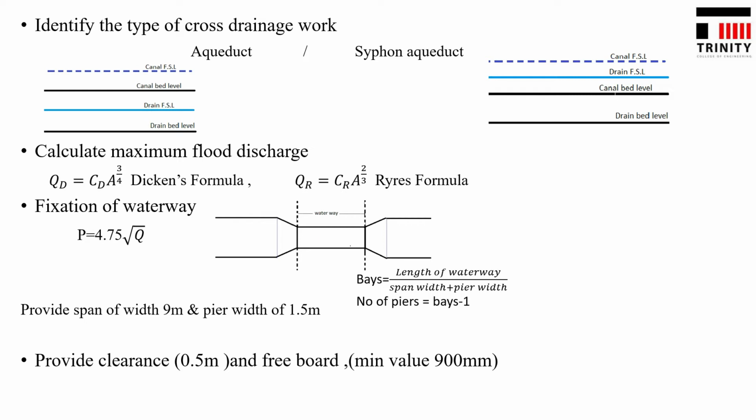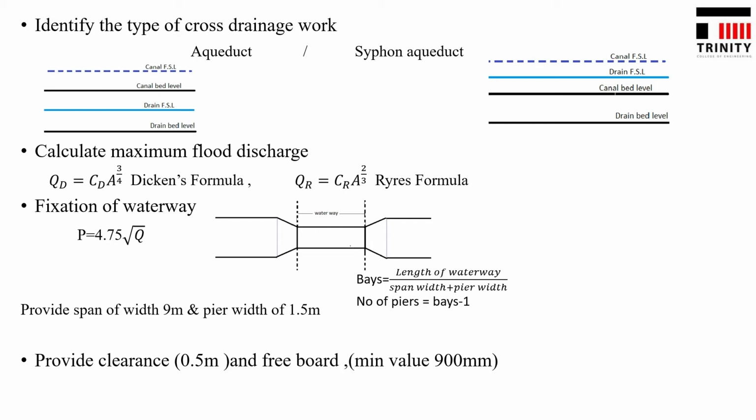Next, we have to provide piers and span, so we assume a certain value for a pier and a span. That is, provide a span width of 9 meter and a pier width of 1.5 meter. So we have to find how many bays should be provided within the length of waterway. Bays will be equal to the length of the waterway divided by span width plus pier width, that is, P by 1.5 plus 9. So we get the number of bays.